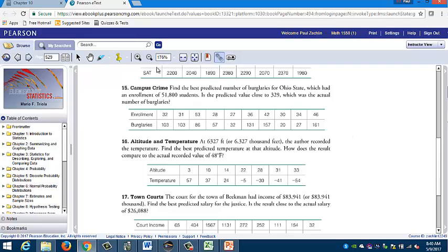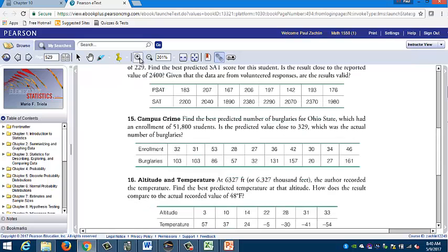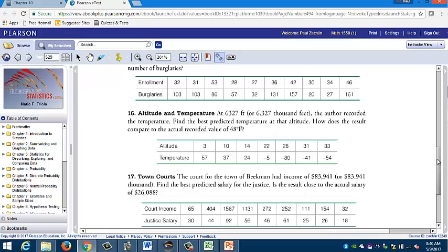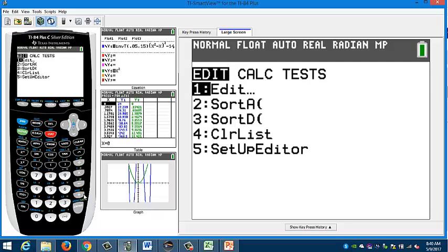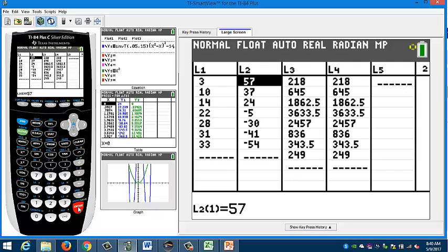And so I think we have this data in the calculator. And if we do, I think I'll punch it up again so we can look at it. So let's see. If I look in my lists, let me see what I have. Edit lists. Yeah, that's it, right? At 3,000 feet, the temperature was 57. At 33,000 feet, the temperature was negative 54 degrees. You guys remember this? So if it's in the calculator, do you remember how to get the linear regression model?